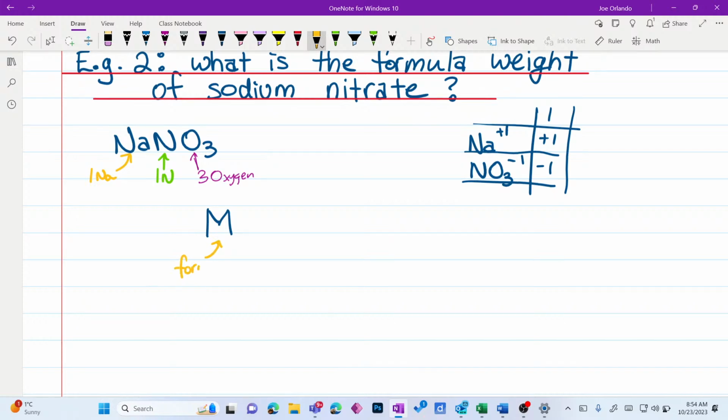And again, the term we use is either molecular weight or formula weight. In this case, because it's not a molecular compound, we're not going to say molecular weight, we're going to say formula weight. And I want you to get in the habit of always putting subscripts on things. All right, using subscripts will help you keep track of things.